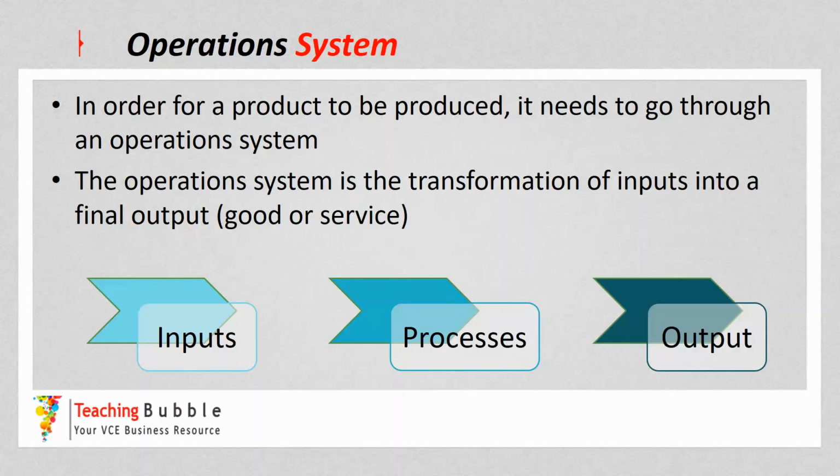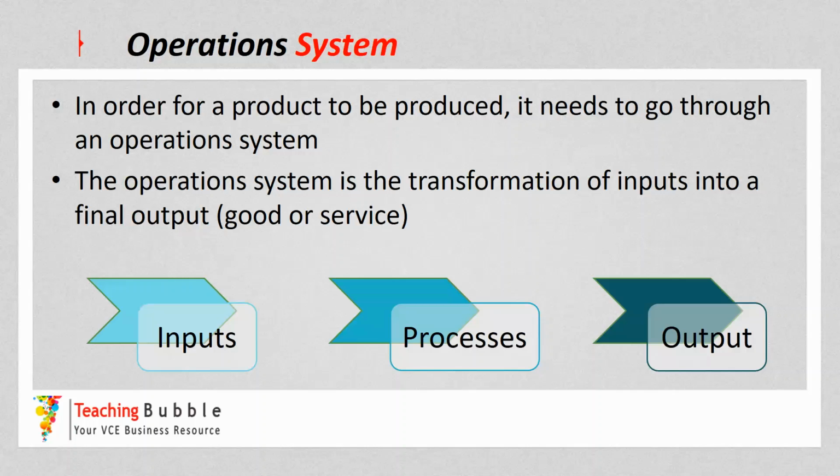In this video we're going to look at the operations system. We now know that operations is about producing a good or service, and in order for the business to produce that particular product, it needs to go through what we call the operations system. The operations system is simply the transformation of inputs into a final output, or the final good or service.